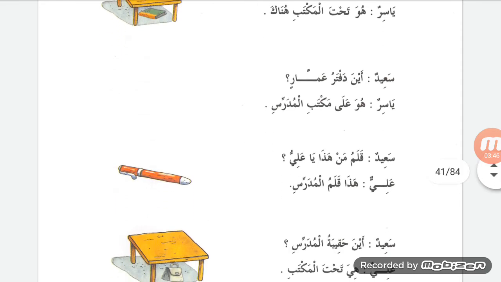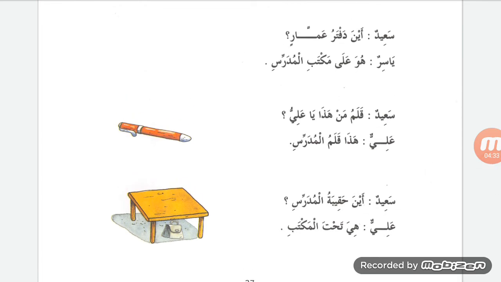Yasir: Huwa tahta al-maktabi hunak. He says, it is under the desk over there. Hunak means over there. Huna means here, and hunak means over there. If some item is at a distance, one will use hunak. But if it is close, near, then he can use huna. Huwa tahta al-maktab, tahta, under. Huwa tahta al-maktabi hunak. It is under the desk over there.